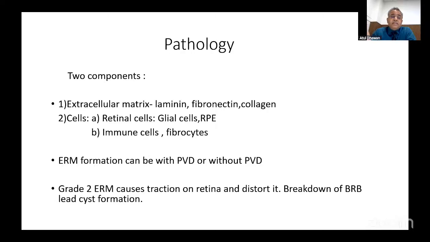Now, in the pathology, the ERM can form with or without PVD. In both cases, the traction of the anomalous vitreous causes pulling of Müller cells, which come over the surface of the retina and form the ERM. Grade 2 ERM causes traction, which leads to distortion, which you can see on 78 diopter or 90 diopter examination. Cyst formation is because of blood retinal barrier breakage.